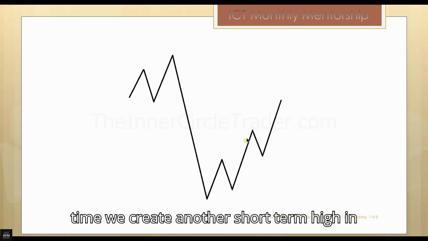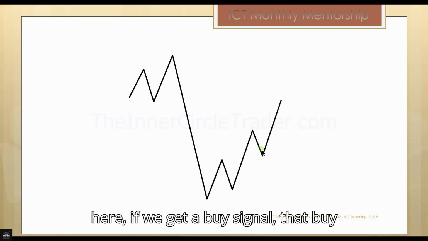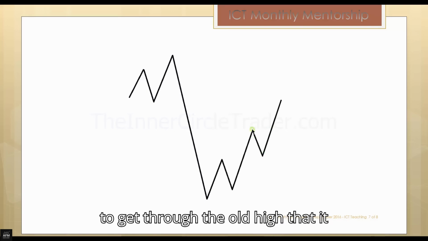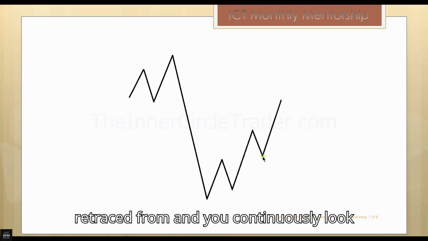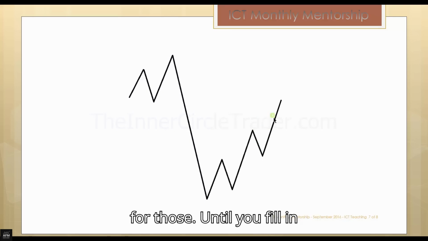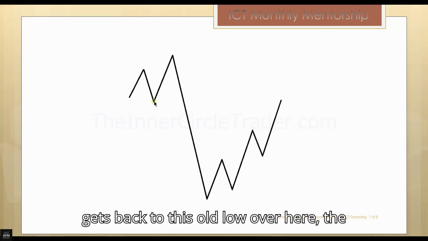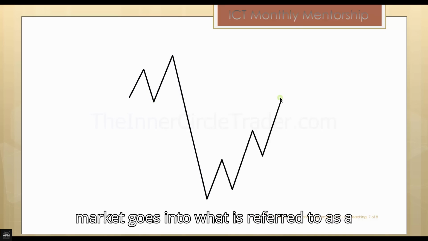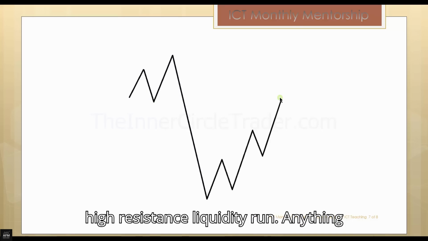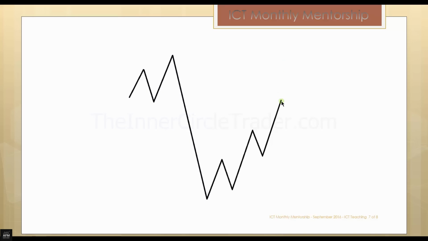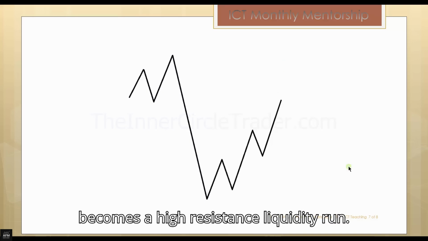So every time we create another short-term high in here, if we get a buy signal, that buy signal will have very little resistance to get through the old high that it retraced from. And you continuously look for those until you fill in that break on this old low. Once it gets back to this old low over here, the market goes into what is referred to as a high resistance liquidity run. Anything higher than this price point here becomes a high resistance liquidity run.